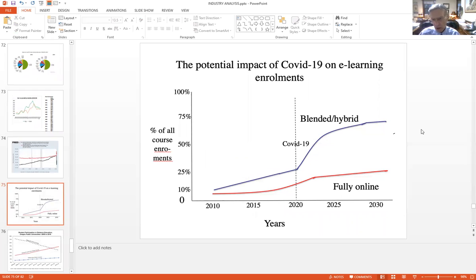Now for the last industry, and I'll try to make this as quick as possible, but if you're watching this video because you're a student, this last one may be of interest to you. Here's the effect of the COVID on electronic learning, online learning. The red line is fully online. The black line is a blend of online and in the classroom.